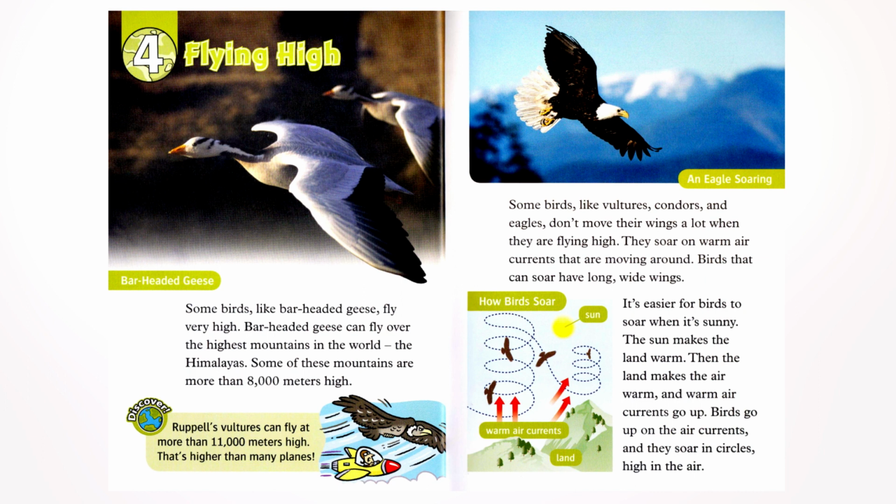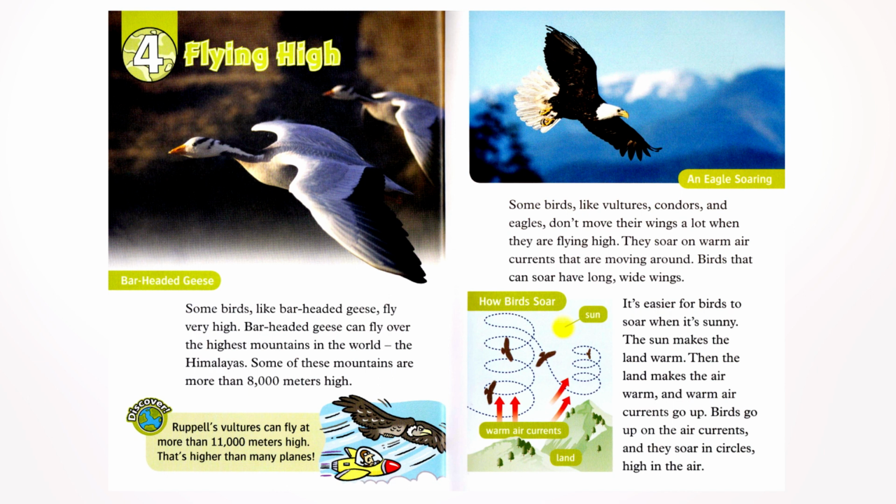Chapter 4. Flying High. Some birds, like bar-headed geese, fly very high. Bar-headed geese can fly over the highest mountains in the world, the Himalayas. Some of these mountains are more than 8,000 meters high. Ruppel's vultures can fly at more than 11,000 meters high. That's higher than many planes.